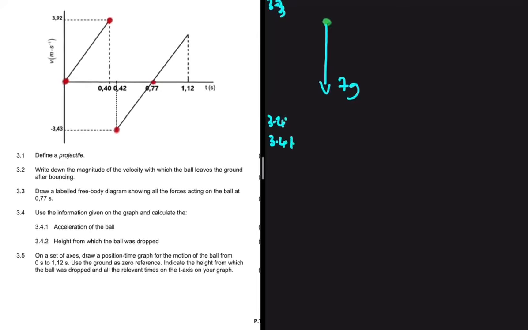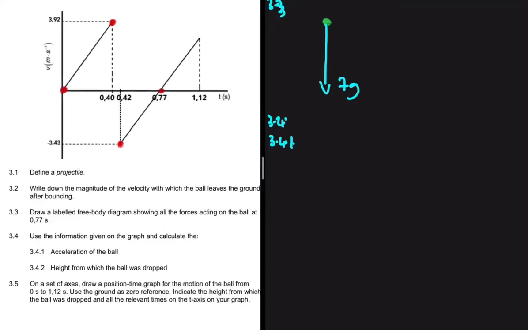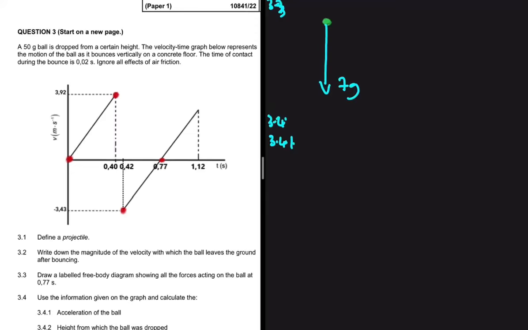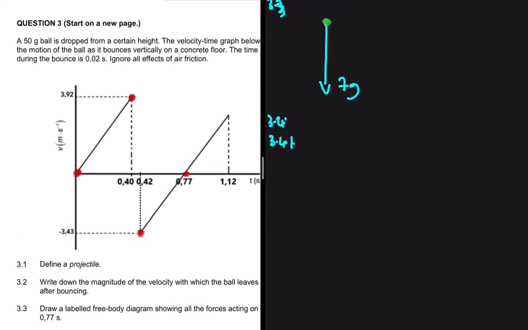Now let's move to 3.4 and look at 3.4.1. Use the information given on the graph and calculate the acceleration of the ball. So 3.4.1, we're looking for the acceleration of the ball. There are two ways we can use to answer this question. We can use equations of motion because we have VI, we have VF, and we have delta T. Another way is to find the gradient of our graph. The gradient of the VT graph will give you acceleration, and then the area will give you the displacement.